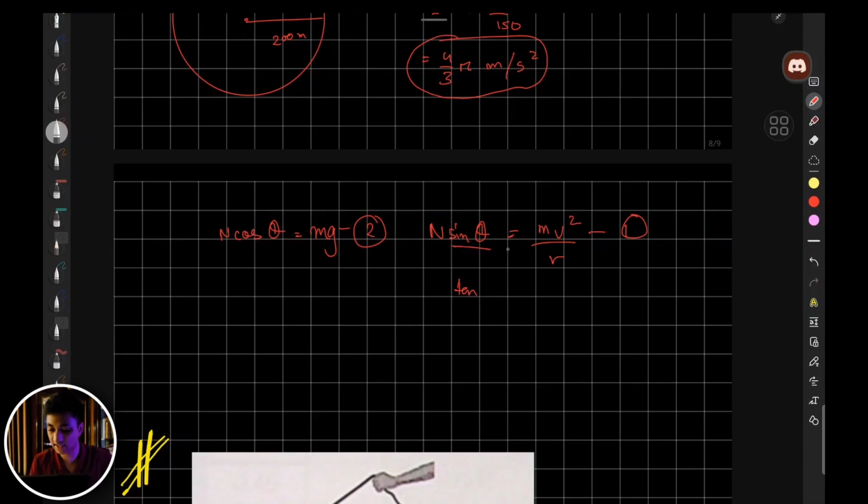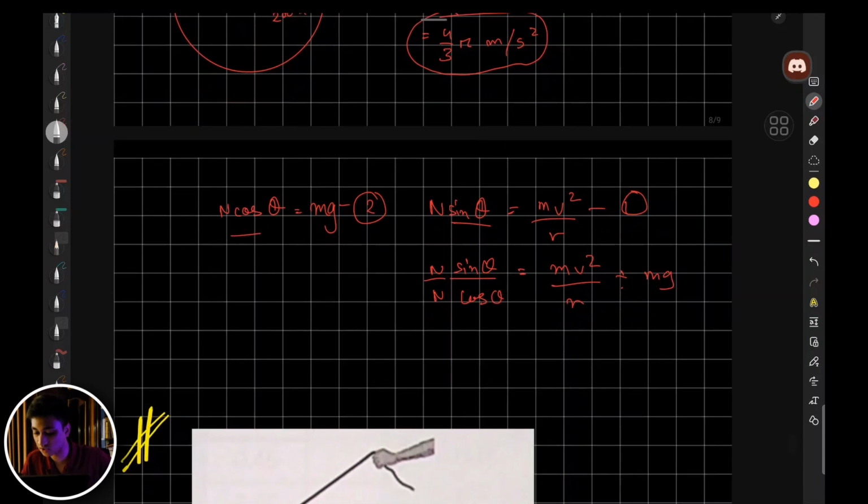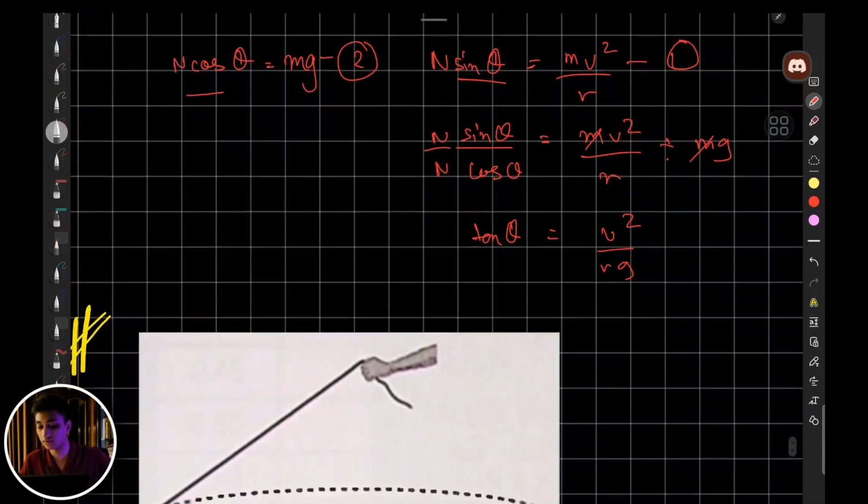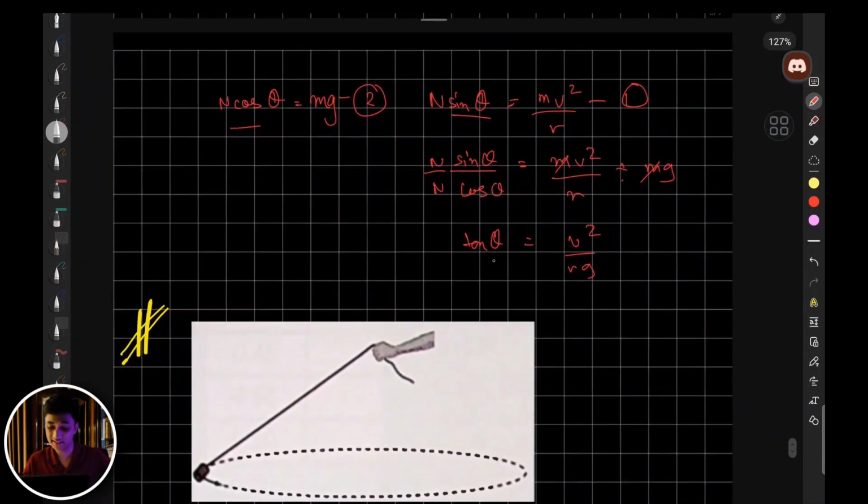So if we divide equation 2 by equation 1, we will get tan theta, because sine by cos, we will write it as sine theta by cos theta. N by N is going to give you mv squared by r divided by mg. Therefore, you're getting tan theta is equal to v squared by rg. Now, from this, you can figure out theta.